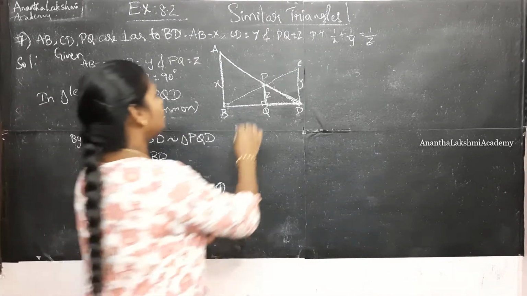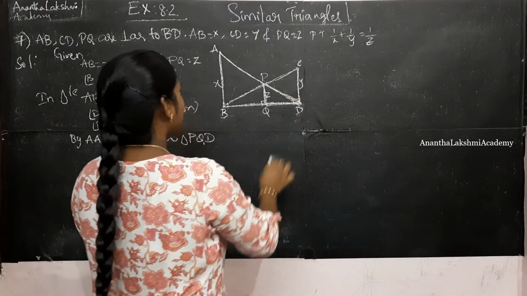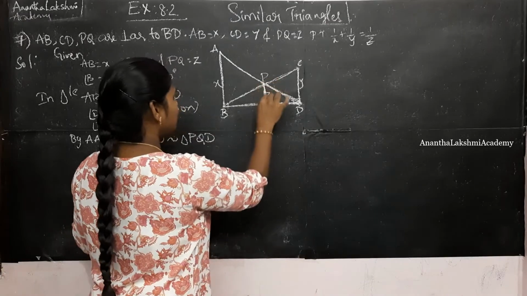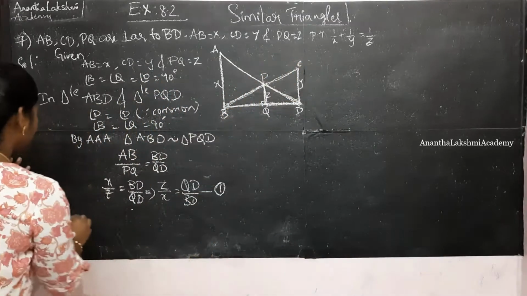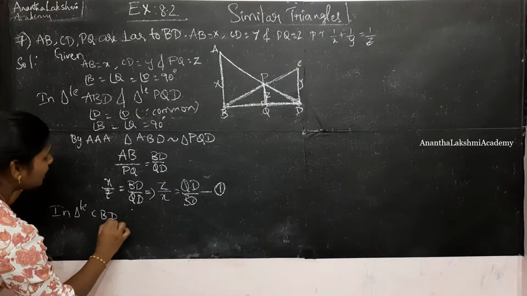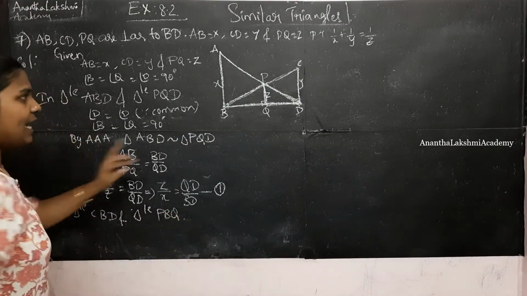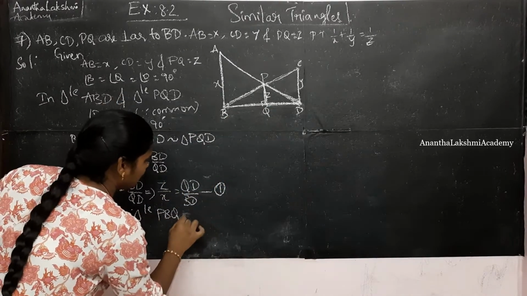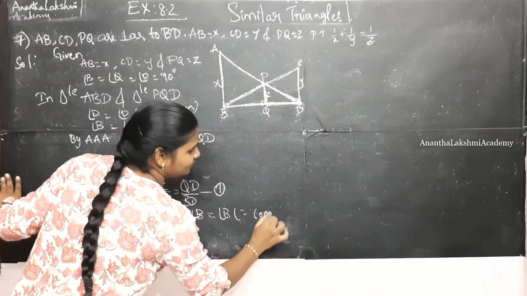Next triangle that we are going to consider is triangle CBD and triangle PBQ. Okay, these two triangles. In triangle CBD and triangle PBQ, what are common? Angle B is common in both the triangles. So, angle B is equal to angle B. Why? Since common for both of them.